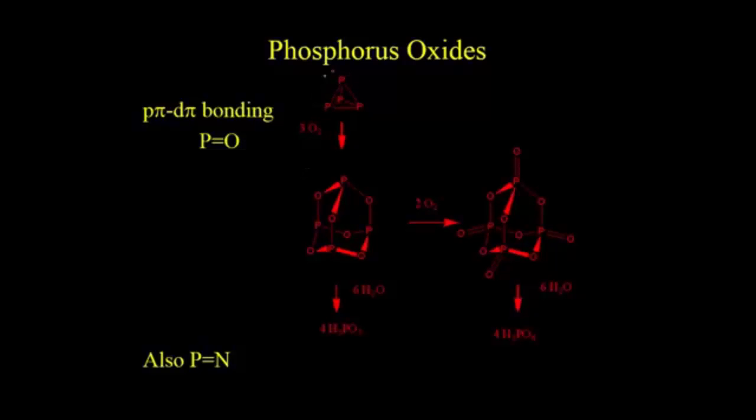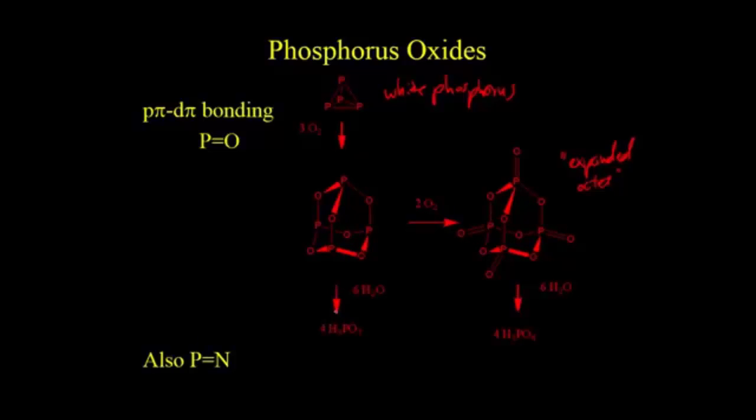Here you can see white phosphorus, one of the allotropes of phosphorus, reacting with oxygen to form this phosphorus oxide bridged cluster. With more oxygen, you can actually add more oxygen to each phosphorus by expanding the octet, as we like to talk about when we look at Lewis structures. And so what's happening is p orbitals of this oxygen overlapping with the d orbitals of this phosphorus to make this double bond. So we can add more oxygens to this cluster.